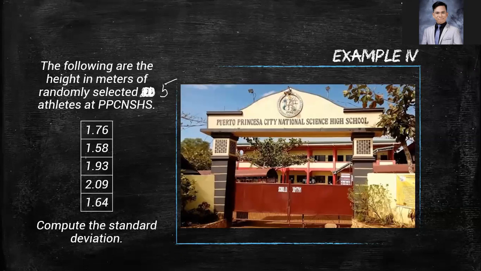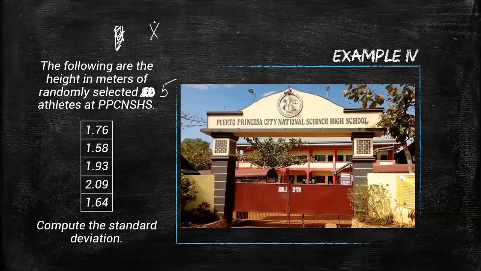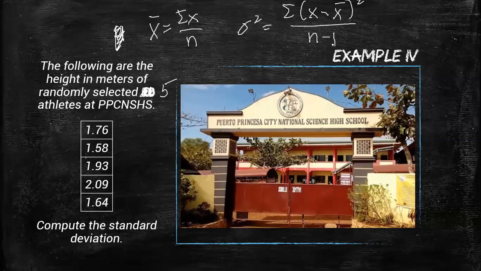Since alam niyo na kung ano yung gagamitin, sulat ko na lang ulit yung formula. Di nyo naman kailangang i-memorize yung formula actually. Kasi nga siya ay sample, x bar is equal to the summation of x over small letter n. Tapos yung variance natin is summation of x minus x bar squared over n minus 1. Di ko na isulat si standard deviation dahil siya nga ay simply the square root of our variance.